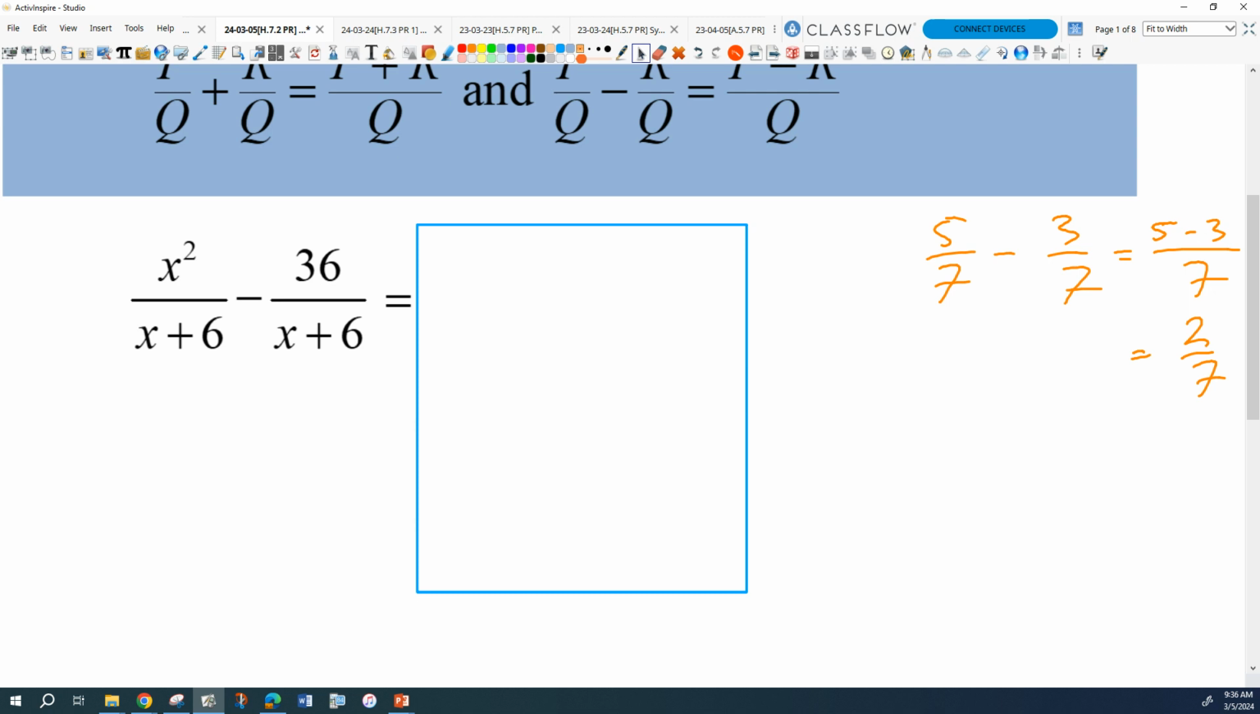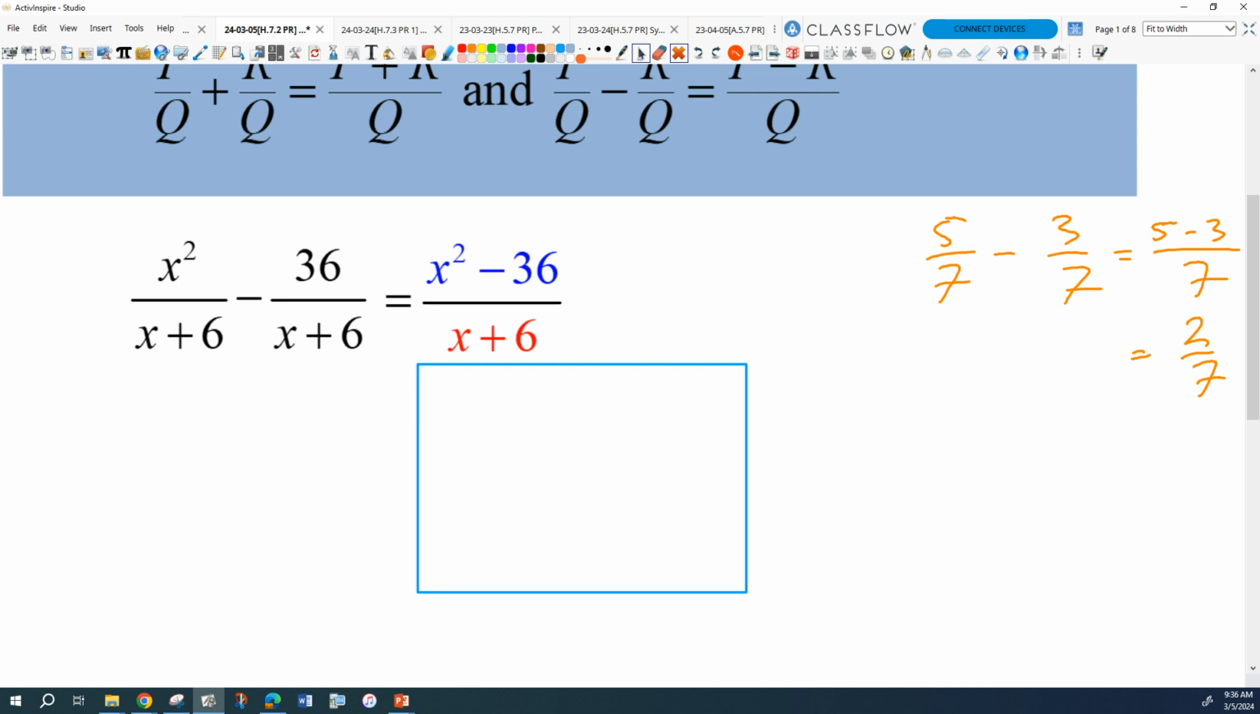36x squared over x. Okay, so I've got a common denominator, so I can write this as a single fraction: x squared minus 36 all over x plus 6. Okay, so we're done with the subtraction part.